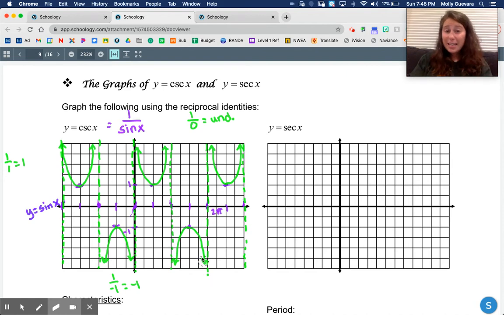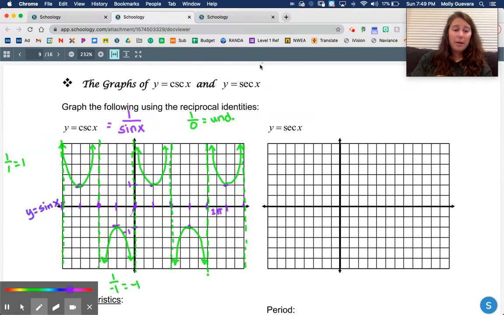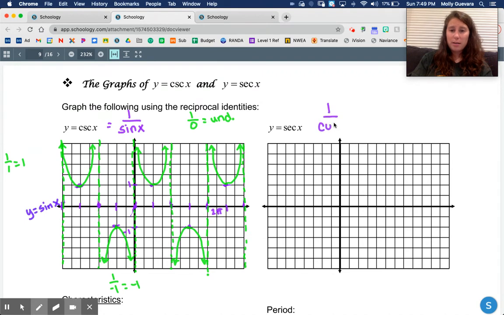And then secant is exactly the same thing, which is kind of cool, right? Secant is the graph of 1 over cosine. So if you can graph cosine, you can graph secant. I would draw my 4 tick marks, label it 2 pi, and secant starts at 1. So it goes here.